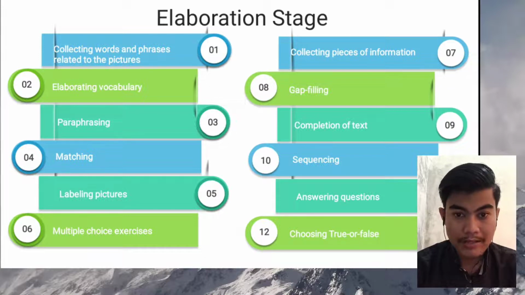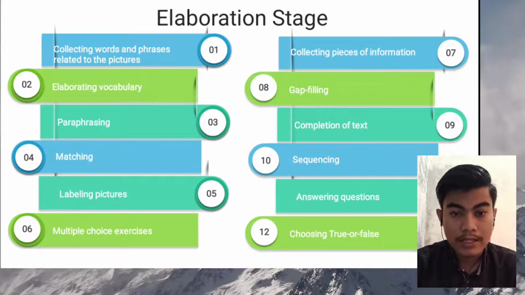Elaboration stage is some activities that can be given by the teacher to the student while the student is watching a movie or watching a video or seeing a picture that can be shown by the teacher in front of the class. And these are some activities that can be given by the teacher to the student.